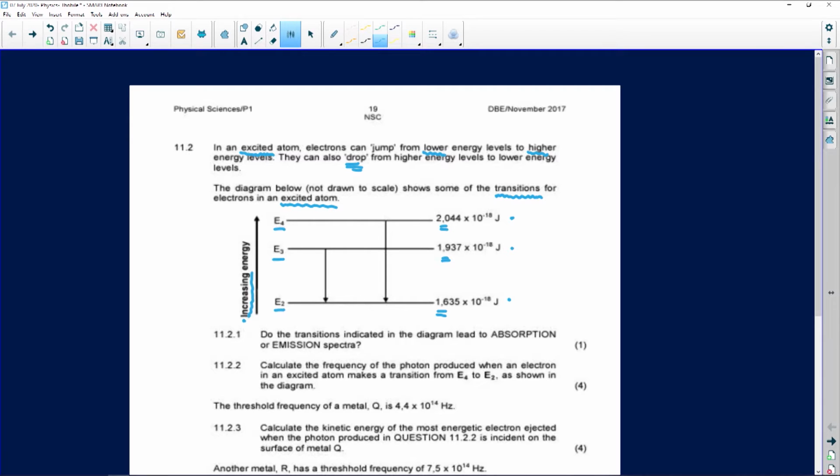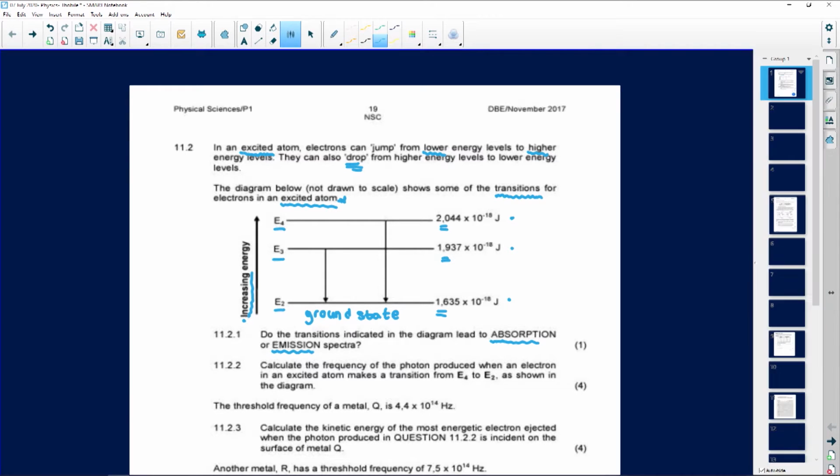Number 11.2.1 says, do the transitions indicated in the diagram lead to absorption or emission spectra? Now remember, we've got an increasing energy and the electrons are excited. That's your term. Excited means they are moving up energy levels. Remember in grade 10, we were taught that this is the ground state. This is the ground state of electrons. So they move from a ground state all the way up and the energy levels keep increasing. So this will then be the emission spectrum because it's actually moving up. So let's answer that one.